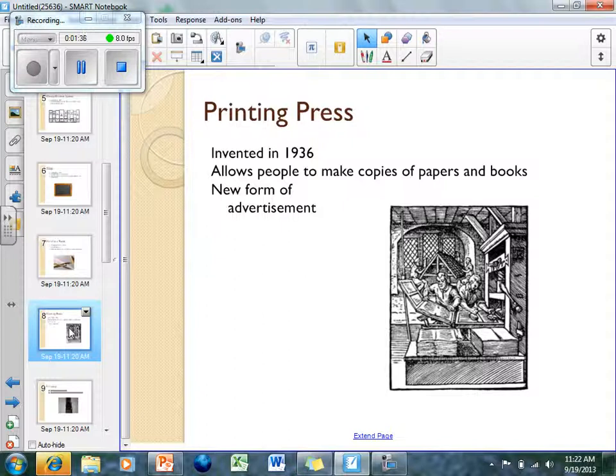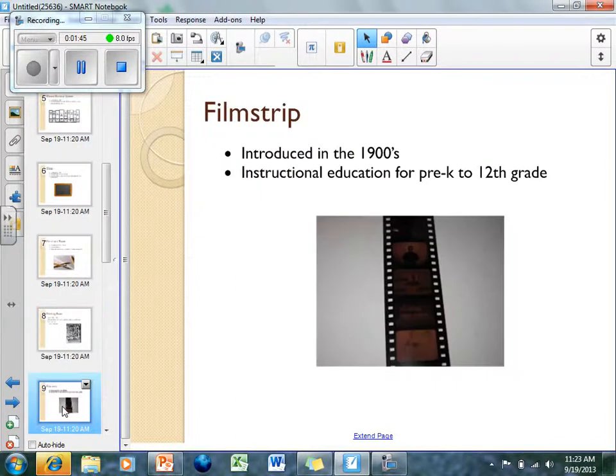The printing press was invented in 1936, and it allowed people to make copies of paper and books, and it was a new form of advertisement. The film strip was introduced in the 1900s, and it was instructional education for pre-K through 12th grade.